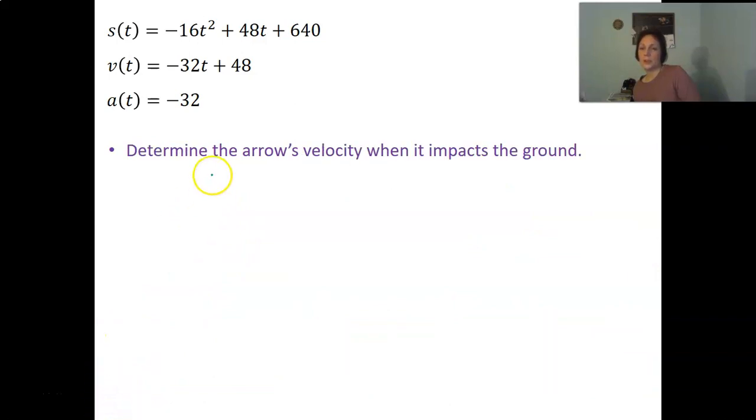All right, last question. Determine the arrow's velocity when it impacts the ground. Okay, so many times we see people answer this question with the good old-fashioned 0. It just hit the ground. Please. I mentioned that yesterday. Don't be that person. Don't do it.